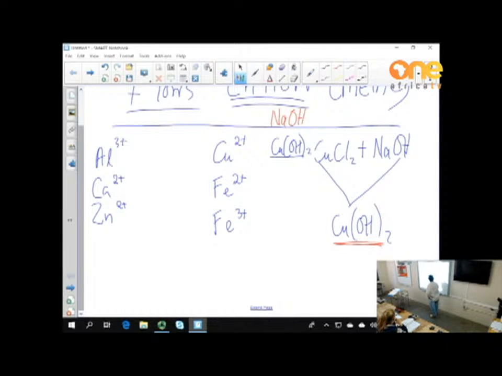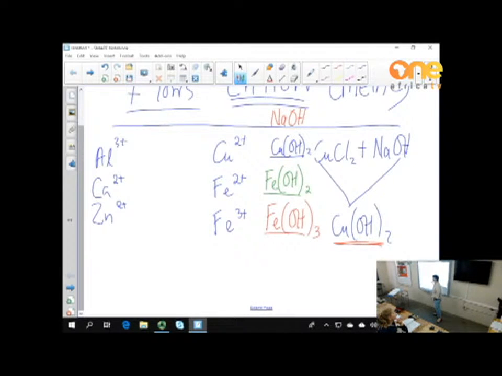All right, copper hydroxide. With iron 2, I will get an iron hydroxide, which is green in color. And if I have iron 3 ions in solution, and I add sodium hydroxide to it, I will get a red precipitate. Yeah, a red-brown. Okay? What's the color of rust?